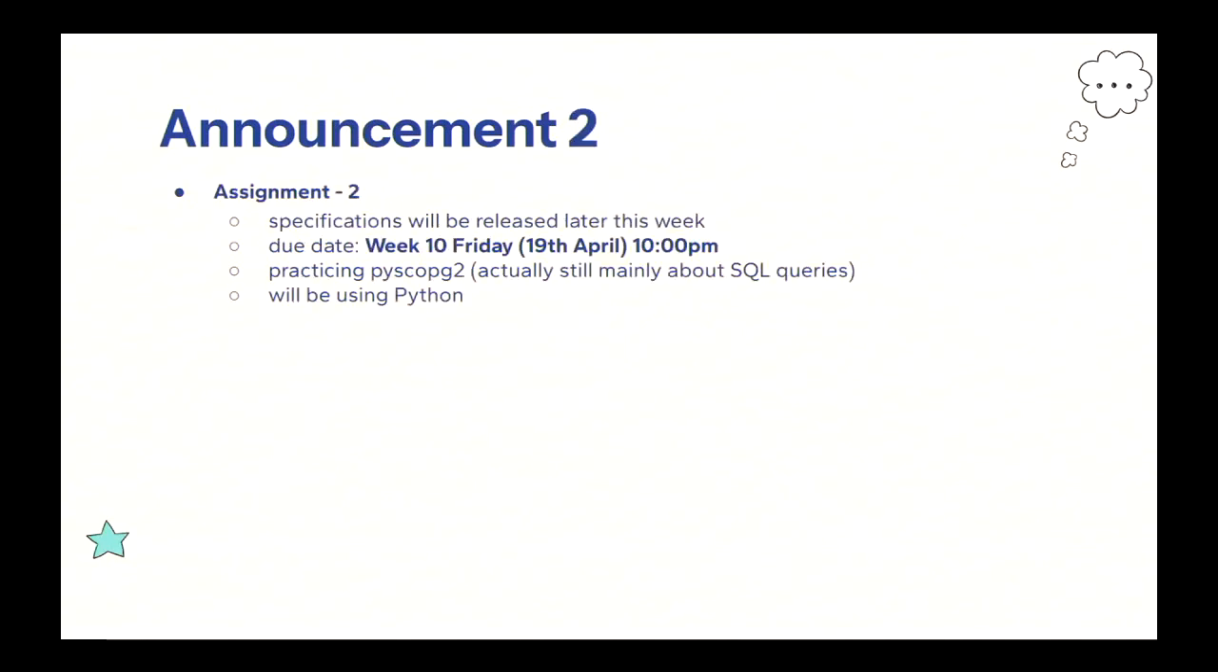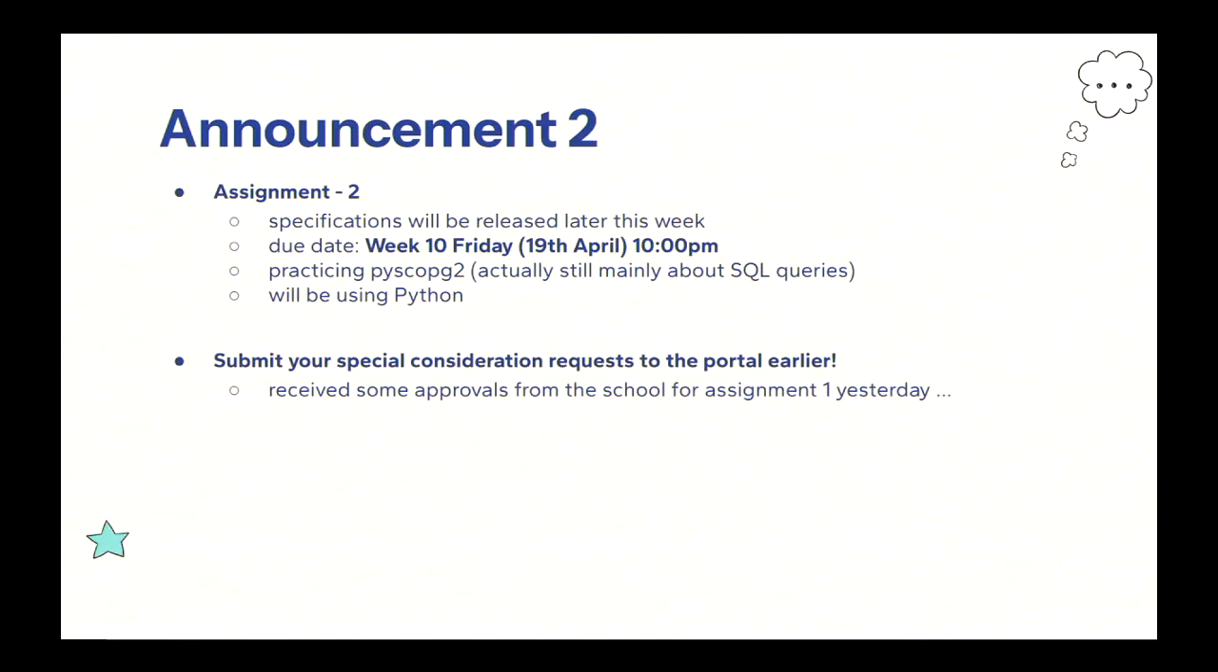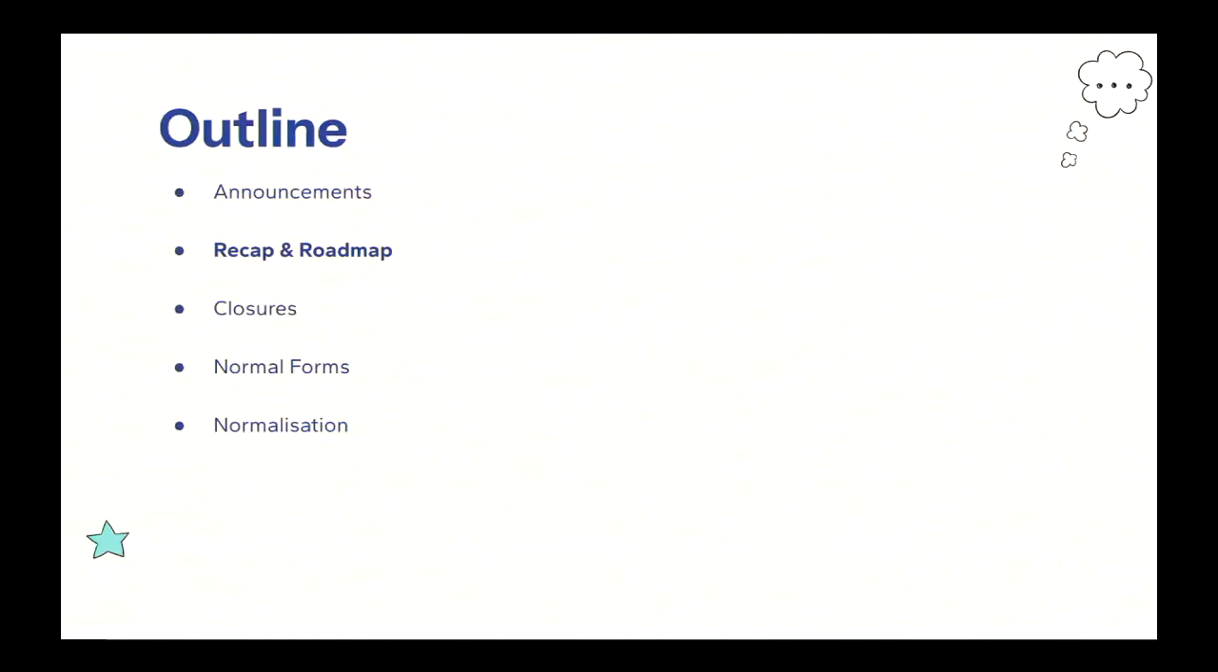The second announcement is about assignment 2. We have released the specifications for the first two questions, and we are finalizing the last three of them. And the due date is the Friday next week. You should submit your special considerations as early as possible, and you should submit your ELP extension request 24 hours before the due date. And that's all about the announcements.